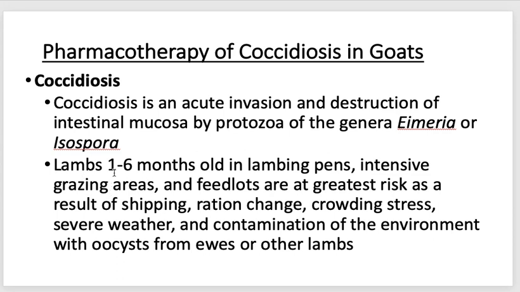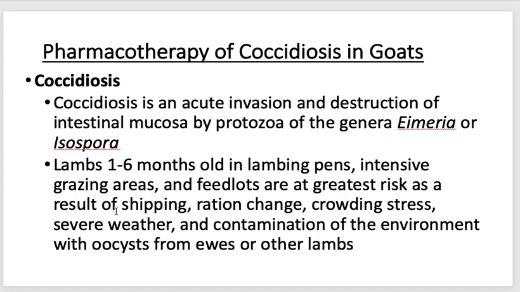In lambs, those 1 to 6 months old are the ones affected by the disease. It affects them in the lambing pens, or in the areas where the lambs are living or released to live. Also the intensive grazing areas, the areas where they eat and walk around.